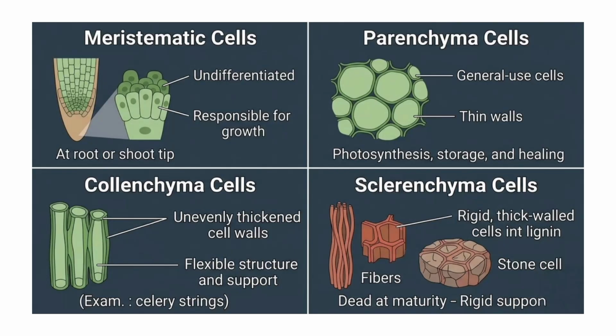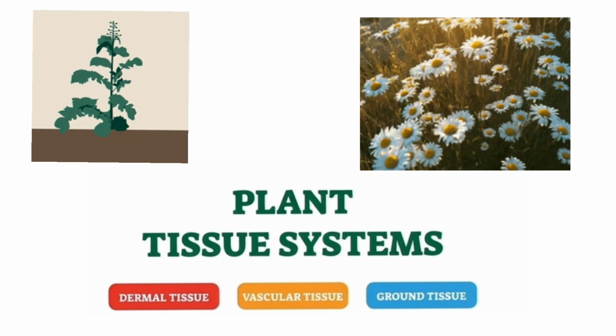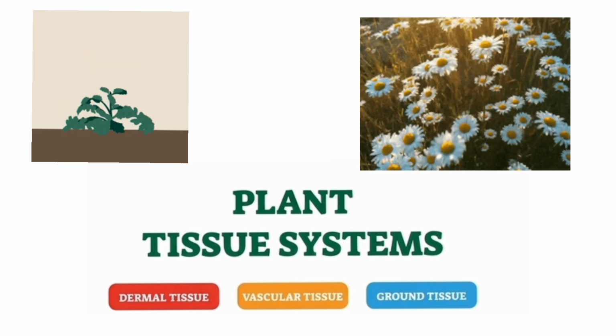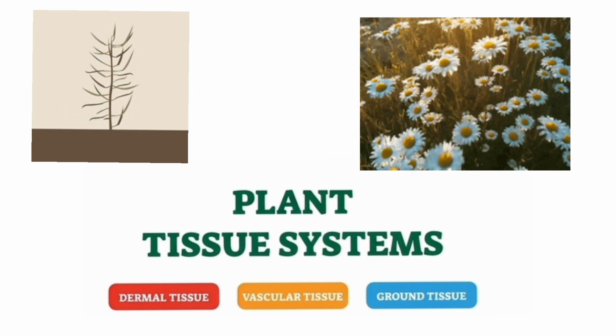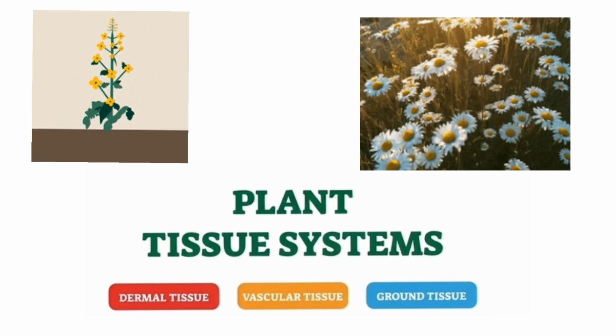By organizing these four distinct cell types into complex tissues, plants are able to stand tall, store energy, heal themselves, and thrive in diverse environments.